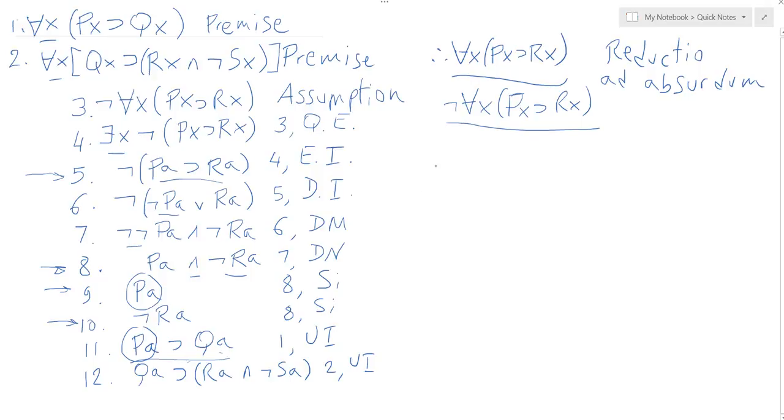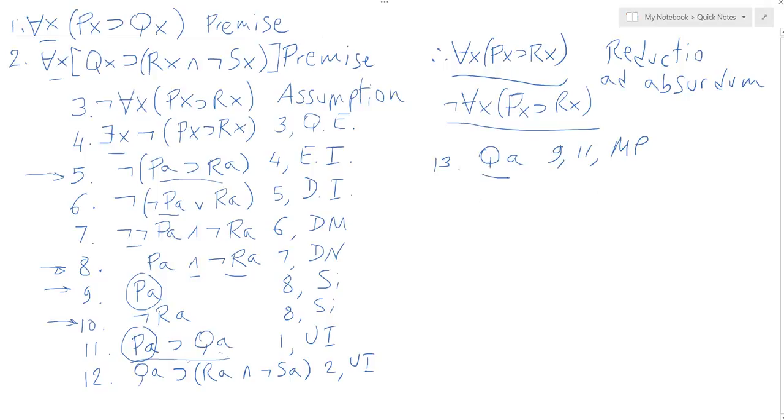So we can infer the consequent by modus ponens. So in line 13 here, we will say QA by lines 9 and 11 modus ponens. 9, 11, MP for modus ponens.